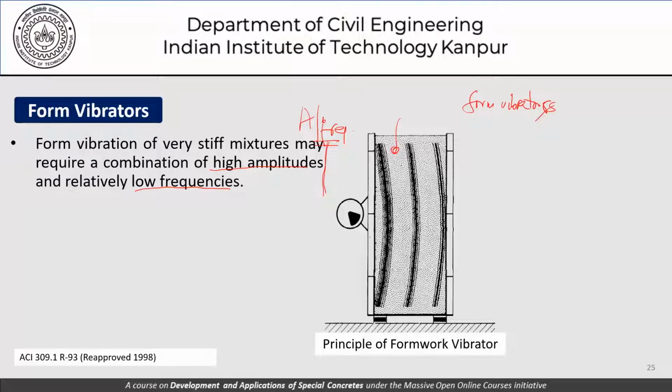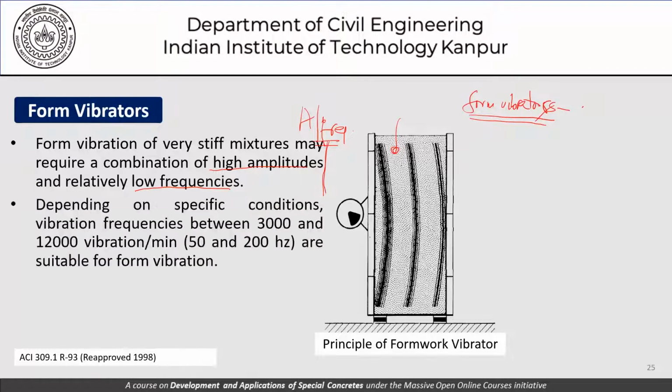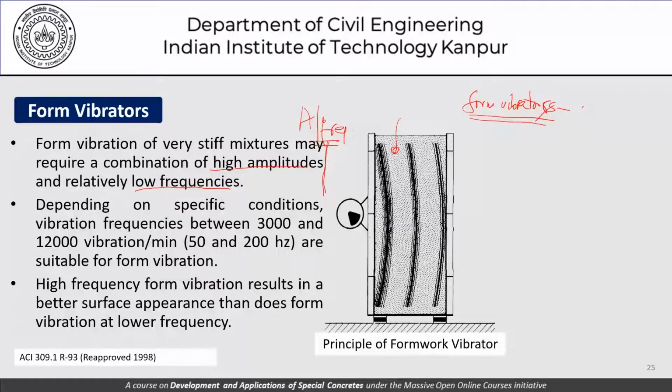I would like you to search for literature and determine for yourself whether the form vibrators that are available in the market have a fixed amplitude and frequency, or whether the amplitude and frequency can be varied by simply changing a switch on the vibrator. Depending on specific conditions, vibration frequencies between 3000 and 12,000 vibrations per minute, which is about 50 to 200 Hertz, are suitable for form vibration. High frequency form vibration results in a better surface appearance than low frequency vibrations.